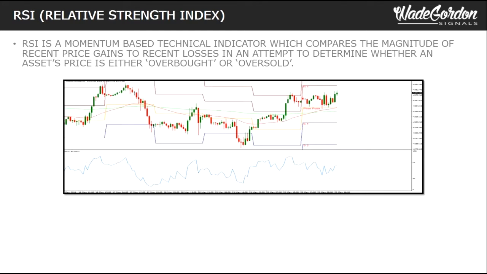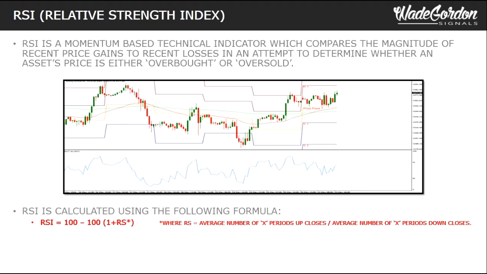RSI is a momentum-based technical indicator which compares the magnitude of recent price gains to recent losses in an attempt to determine whether an asset's price is either overbought, where a lot of buying has occurred, or oversold, where a lot of selling has occurred. RSI is calculated using the following formula.